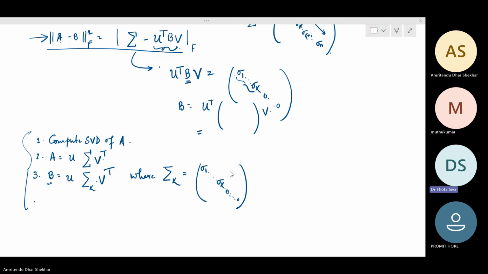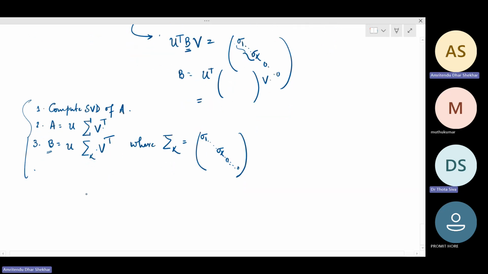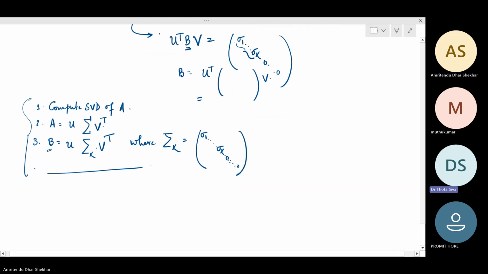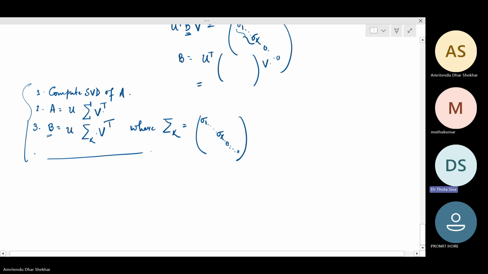Last query: what is sigma K, sigma 1, sigma 2 and so on up to sigma K? Does it represent the rank of A equal to the rank of B? I'm not talking about the rank of A. A is a matrix that is given to you, and you have to compute a rank K approximation of A.